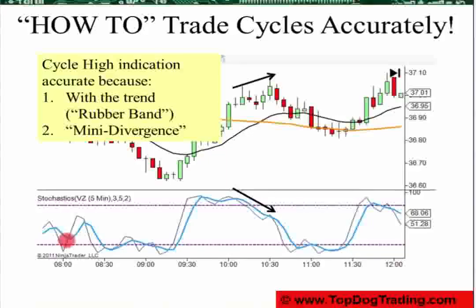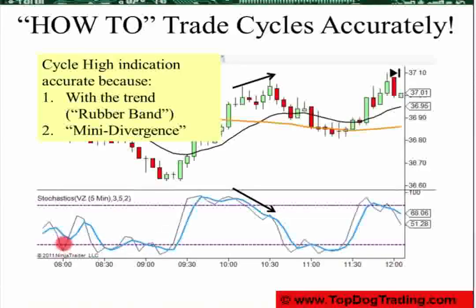But if you used either one of those traditional signals, well, here you'd be stopped out, here you'd be stopped out, here you'd be stopped out, here, okay, here the market finally goes up. So you'd have 3 losses before a win. The reason those signals are bad, again, is just because it's a bounded indicator.